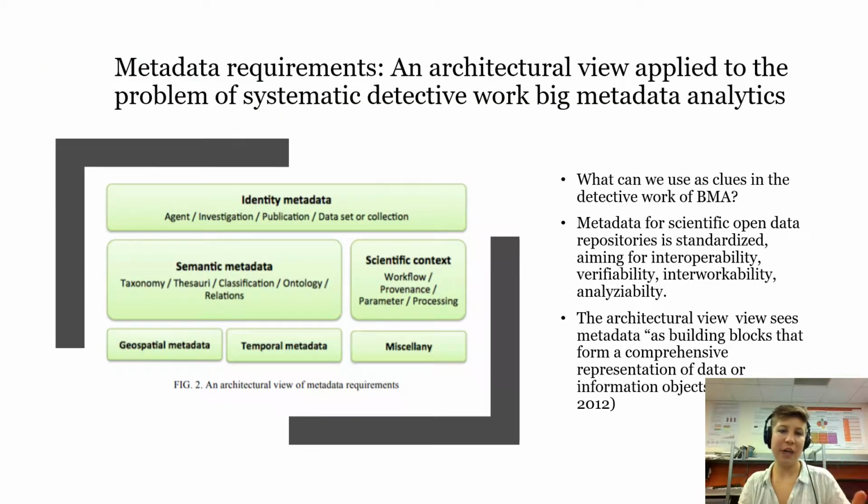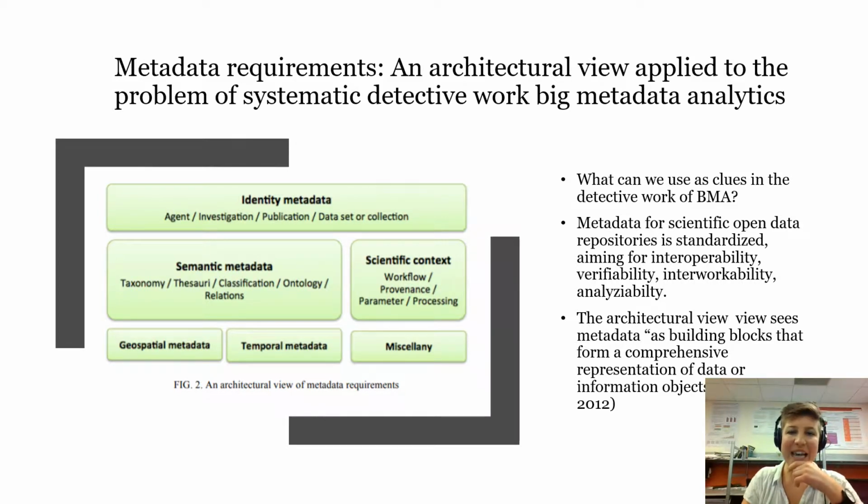So we take Tukey and we say we're going to mash up Tukey and this exploratory approach with traditional metadata standards literature. So in the standards literature, Chin et al. look at metadata requirements in a 2012 paper. Specifically, they identify an architectural view as well as a functional view applied to the problem of systematic detective work.